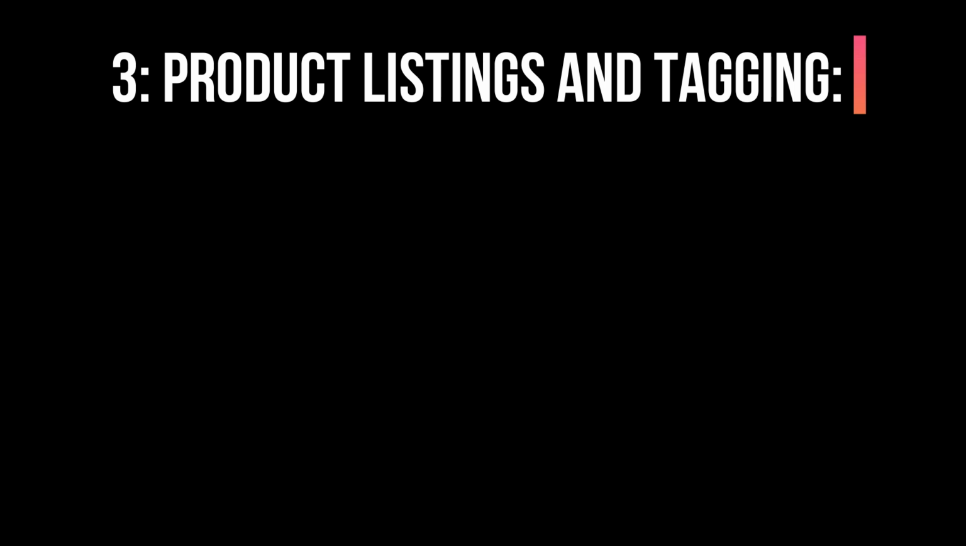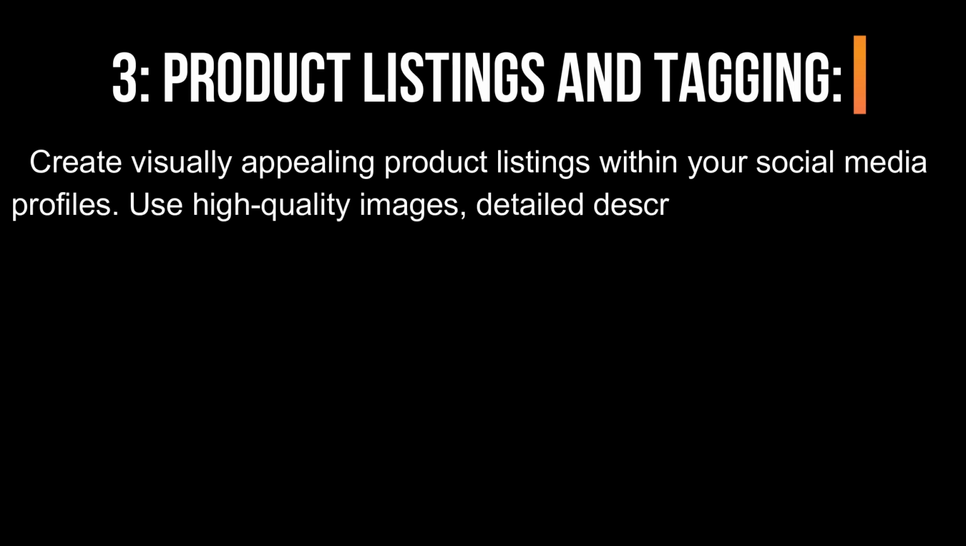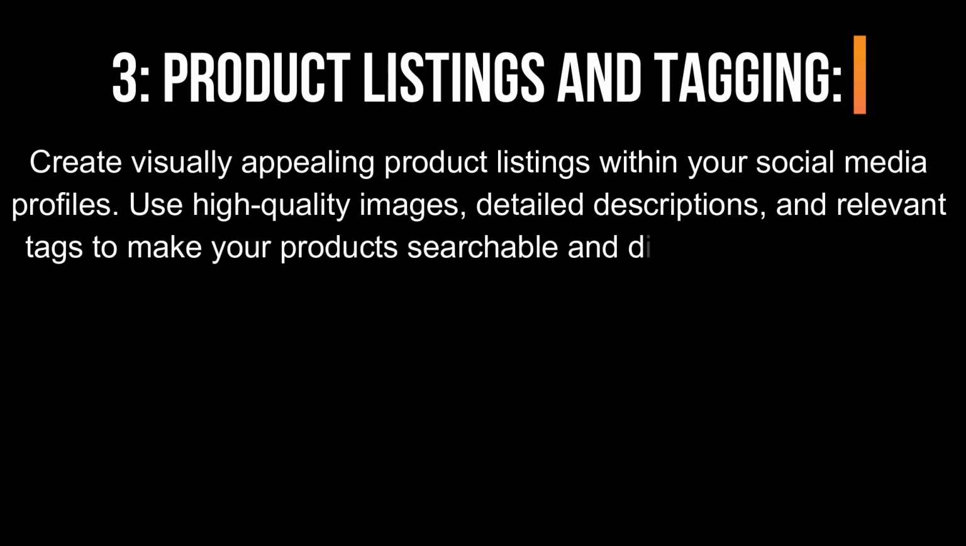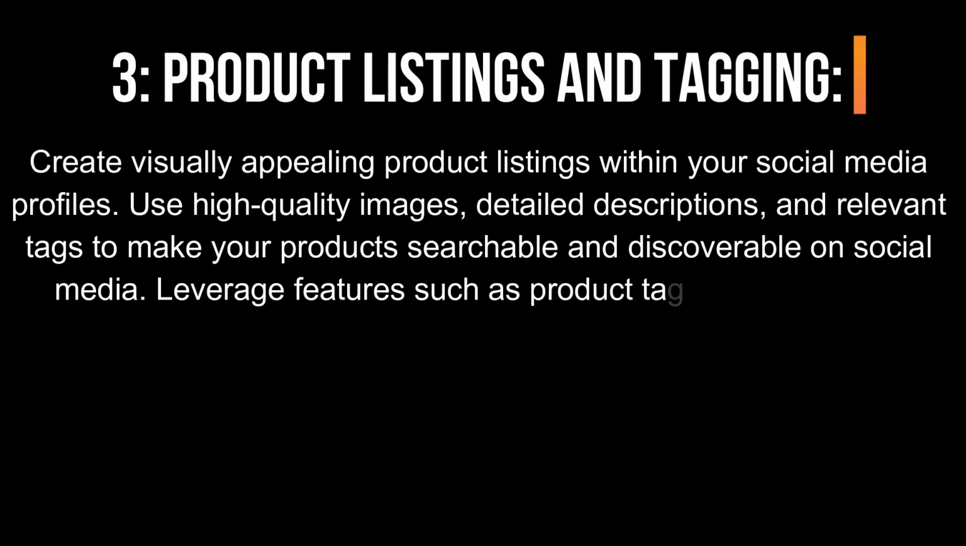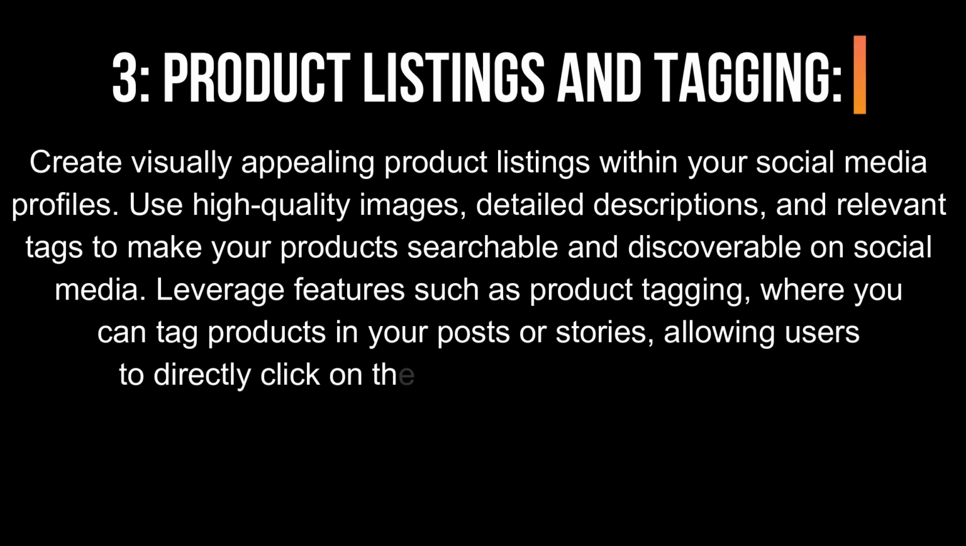3. Product listings and tagging. Create visually appealing product listings within your social media profiles. Use high-quality images, detailed descriptions, and relevant tags to make your products searchable and discoverable within the social media platform. Leverage features such as product tagging, where you can tag products in your posts or stories, allowing users to directly click on the products and make purchases.